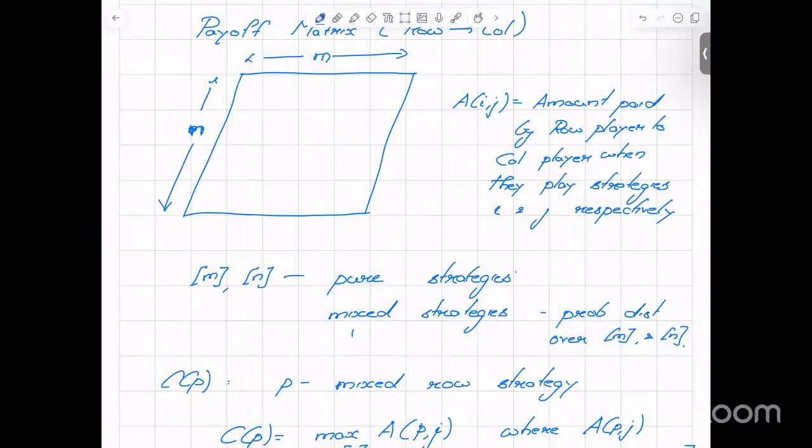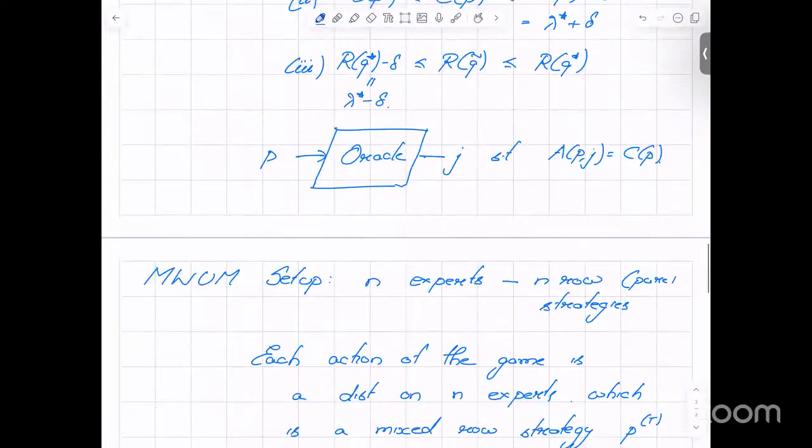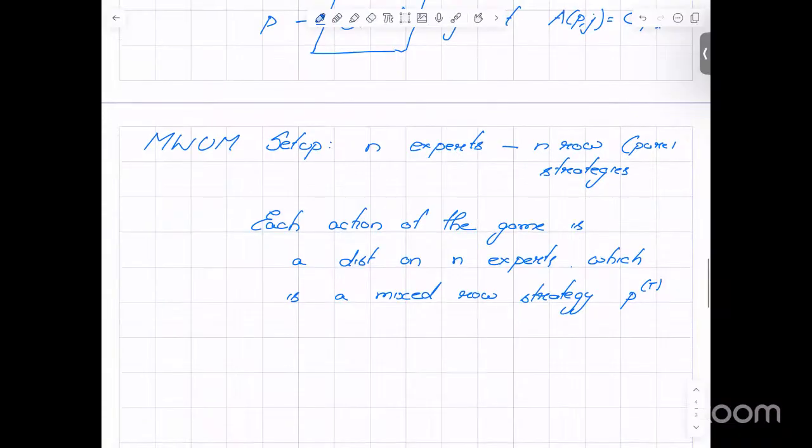Something I didn't mention is these A_ij's. We are going to assume that the payoff is bounded. I need that for this proof. The oracle is not giving us all the A_ij's. If you play a particular P, it will tell me that vector J_t. It will tell me a particular column. I need to know the whole column, because I will need the whole column to update.